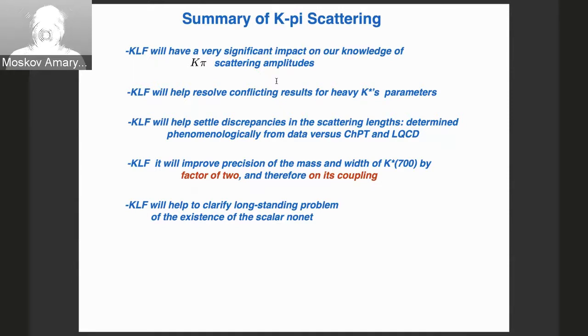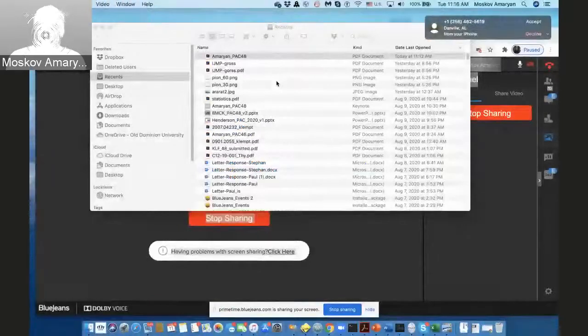I should add here that K-pi scattering has attracted a lot of attention, not only because of the kappa by itself, but also because of the decay of B mesons, because of the decay of open charm.